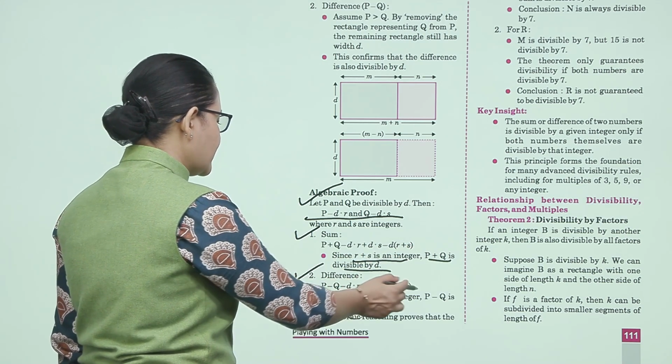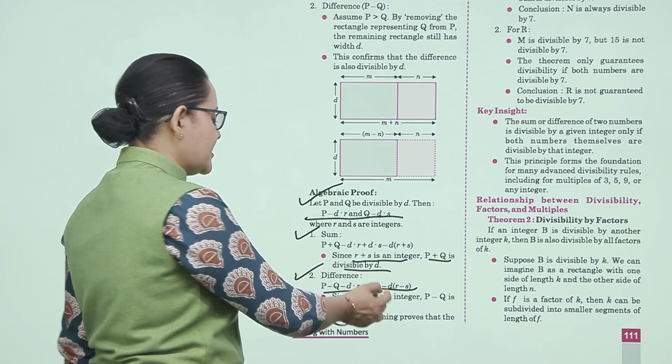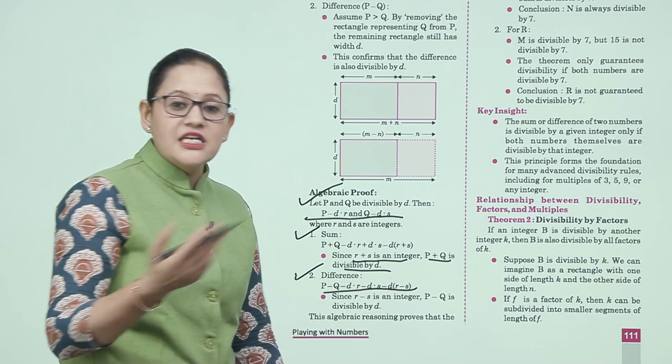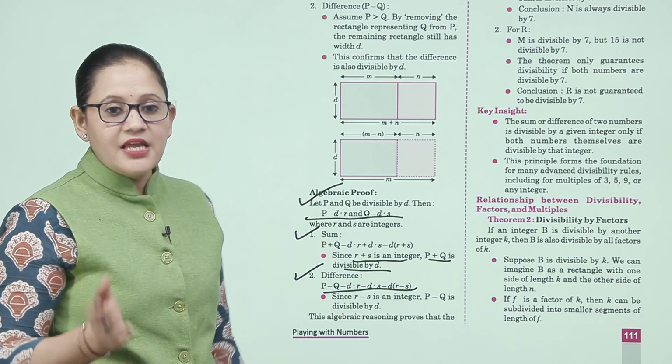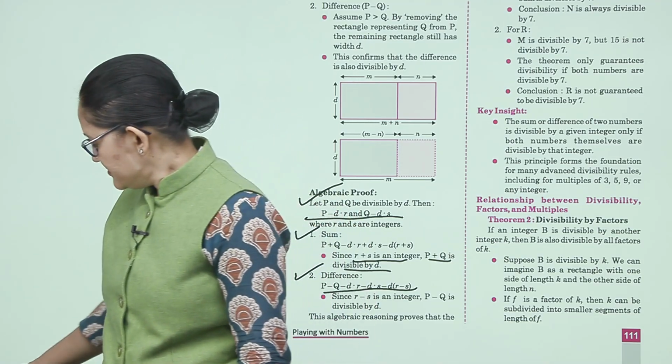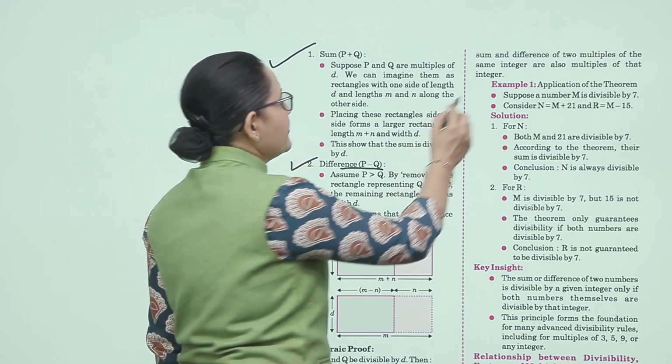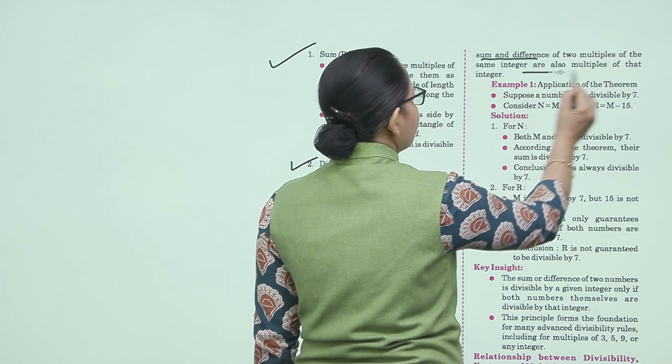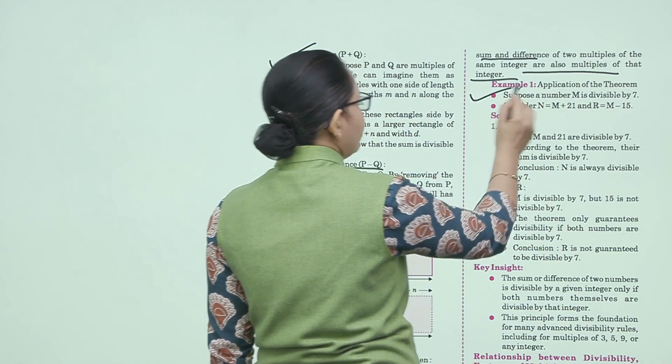And the difference is given here. Since r minus s is an integer, p minus q is divisible by d. This algebraic reasoning proves that the sum and difference of two multiples of the same integer is also a multiple of that integer. Example we will take here.